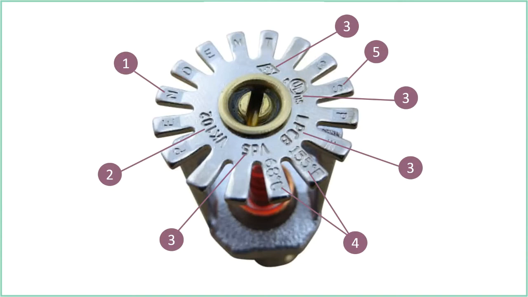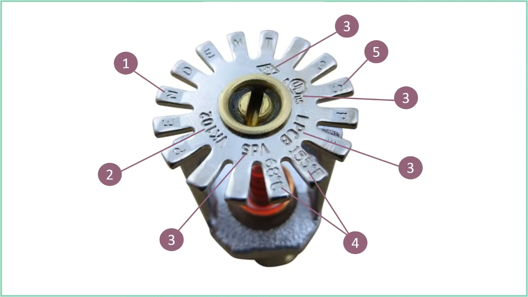Number 4 is the activation temperature. As I say, the red bulb will give you a good indication of the activating temperature, but it's always good to have it stamped on the head as well, and that's again part of what is required by the approval bodies to have that stamped on the top. So you can see it there. It says 68 degrees Celsius, which is 155 Fahrenheit.